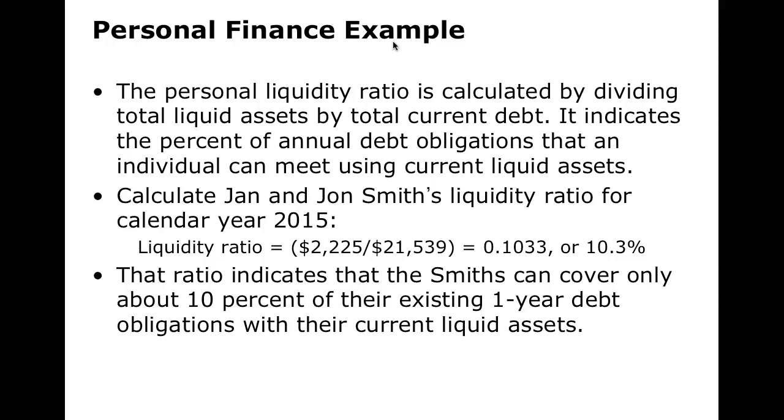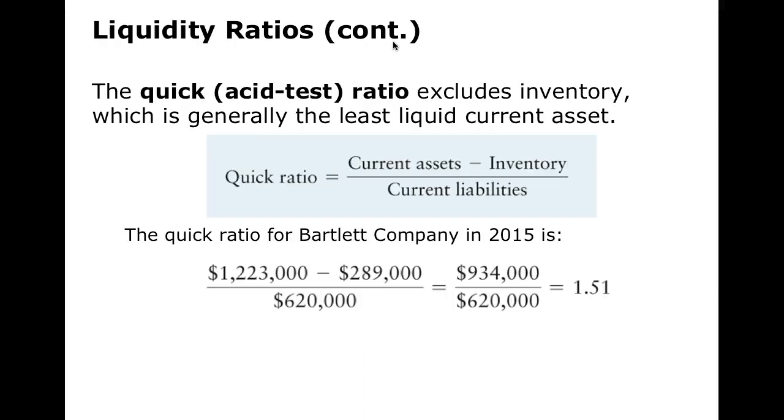Now in your personal finance, you would want to look at your total liquid assets divided by your total current debt. Just think of this as how much cash you have in the bank versus how much you owe on your credit cards. That would be a liquidity ratio that you could put together as a personal ratio. And you want to make sure that you have more current assets than current liabilities.